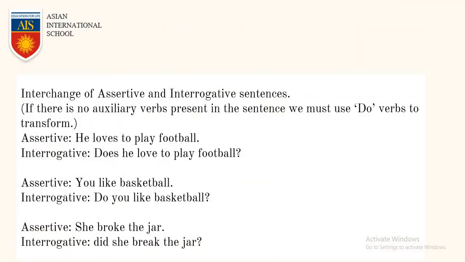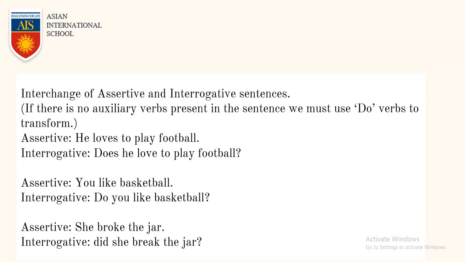Now let us move to the third method of changing from assertive to interrogative. The third method is adding the do verb in the sentence. So when do we use the do verb? We use the do verb if there is no auxiliary verb present in that sentence. If in a sentence there is an absence of an auxiliary verb, we use the do verb with that. How? Let us see the first example. The first example is, he loves to play football.